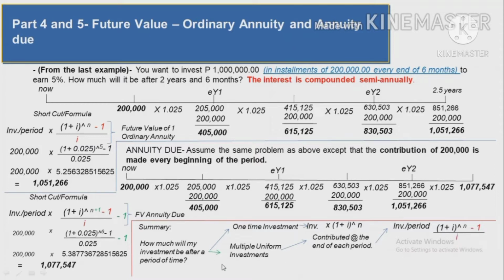And if it's still multiple uniform investments, however, it is contributed at the beginning of each period, then you use the investment per period times (1 plus i) raised to the power of n minus 1 over i, but you're going to add another 2. You have plus 1 on the n and the final minus 1. So that's it for part 4 and part 5.